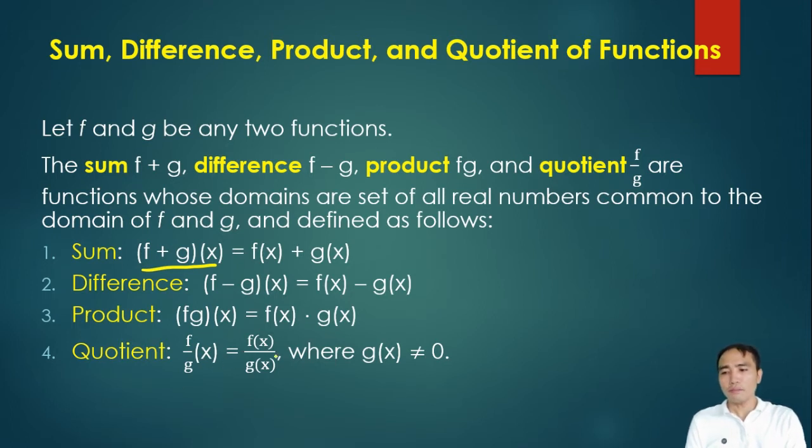And for the quotient, it is denoted by f divided by g of x is equal to f of x over g of x, where g of x must not be equal to 0. Because if g of x becomes 0, that will be undefined. So that is the restriction of the quotient of functions. The denominator must not be equal to 0.